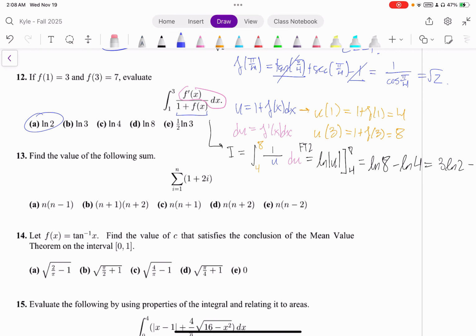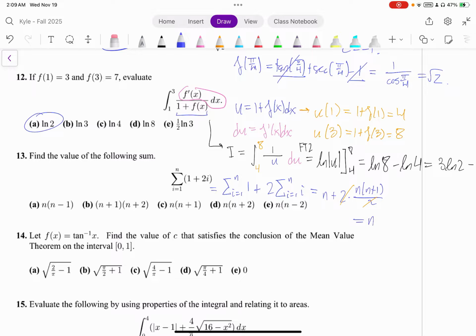Find the value of the following sum. We can do this one by breaking this up into different parts. So this is the sum from i equal to 1 up to n of 1 plus 2 times the sum from i equal to 1 up to n of i. The first one is just n copies of the number 1. And then the second one, we can use our Gauss's trick. So this is n times n plus 1 over 2. So these 2's cancel.